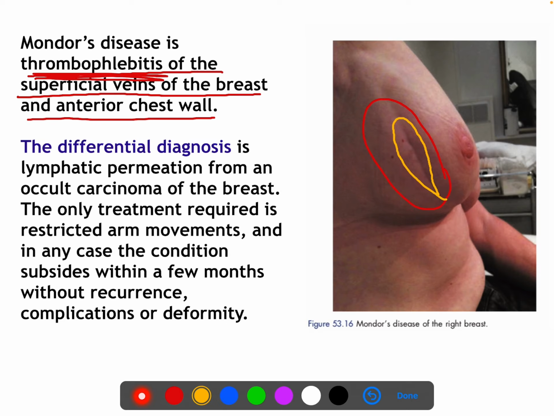The differential diagnosis مالتنا هو lymphatic permeation from the occult carcinoma of the breast. يعني احتمال احنا نشخص انه Mondor disease بس maybe there may be an underlying breast cancer وهذا lymphatic permeation. The treatment هو شنو treatment مالته required only restrict arm movement وخلال a few months the condition subsides without any recurrence, complications or deformity.